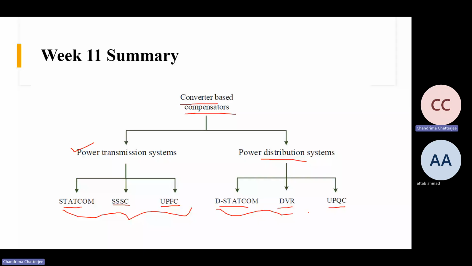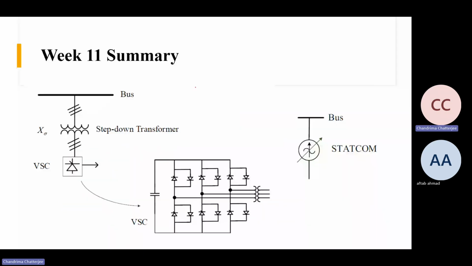So this is the single line diagram of a STATCOM, right? Obviously this is the bus. Then there is a step down transformer. This part we already saw in case of SVC. This is a three-phase system, but as this is a single line diagram, it has been represented by these three lines. This is the step down transformer whose leakage inductance is X sigma.